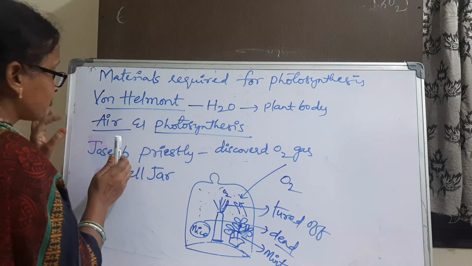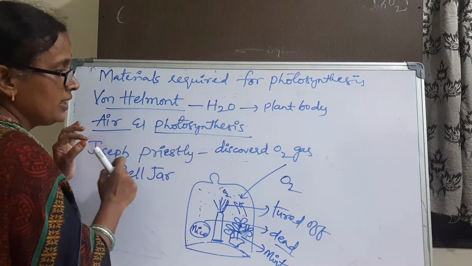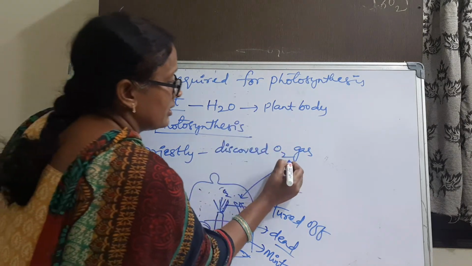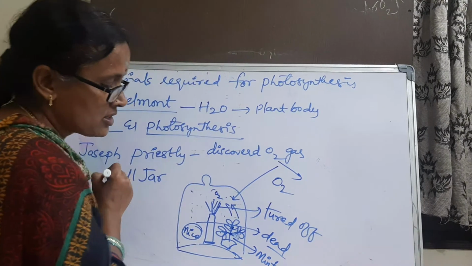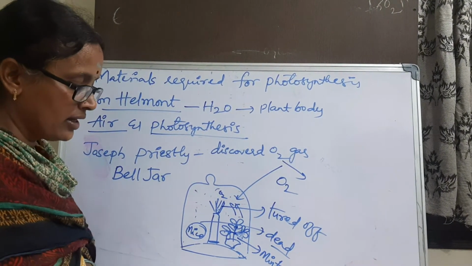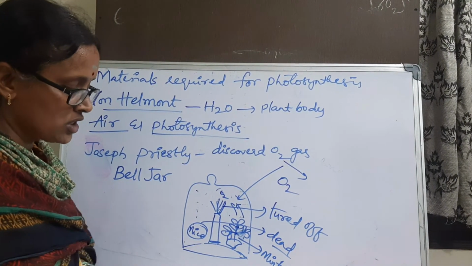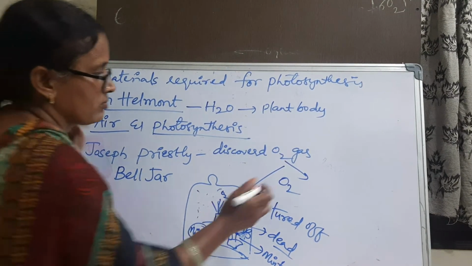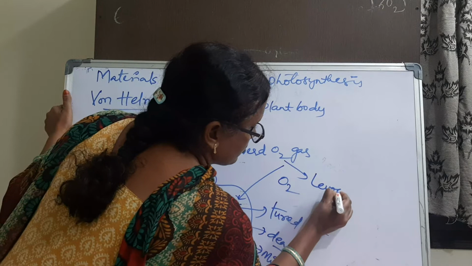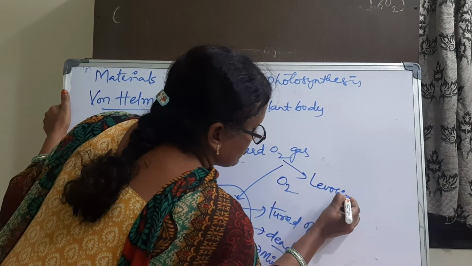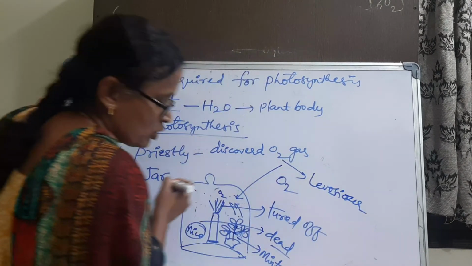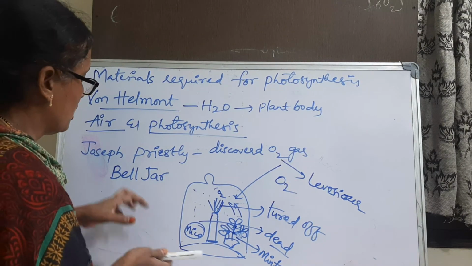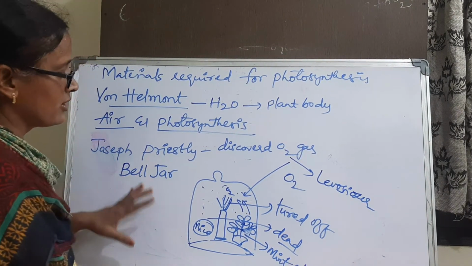Once again, Joseph Priestley discovered the oxygen. He did not name the oxygen. Then the scientist Lavoisier coined the word oxygen. The name oxygen was given by Lavoisier. So the bell jar experiment is done by Priestley.